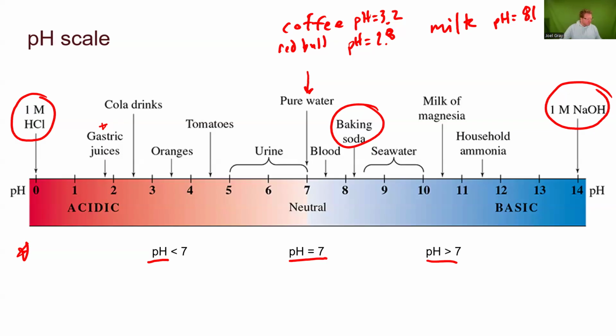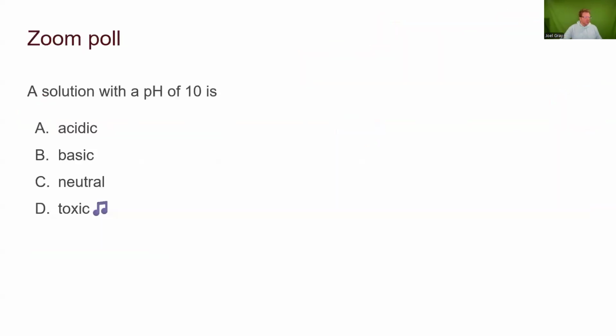Okay, so now Zoom poll. A solution with a pH of 10 is A, acidic, B, basic, C, neutral, or D, toxic. That was my best singing along to the Britney Spears song Toxic.